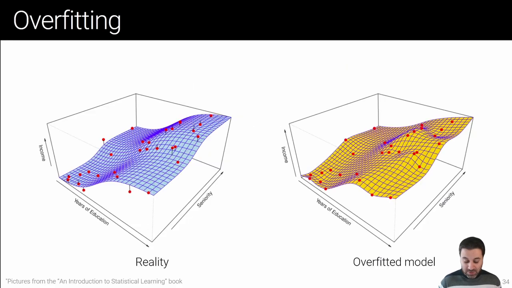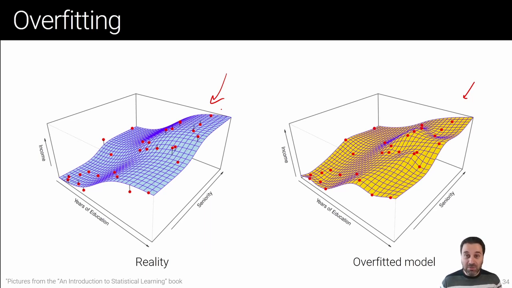And so, for example, if we go back to the case of income as a function of years of education and seniority, we might find this model over here in yellow that warps a little bit more than we had earlier. And it just so happens that it goes right through all the observations in the training data. So the model fits the data even better than reality itself. This model in yellow fits the data even better than the process that generates the data. This is a model that is overfitted.